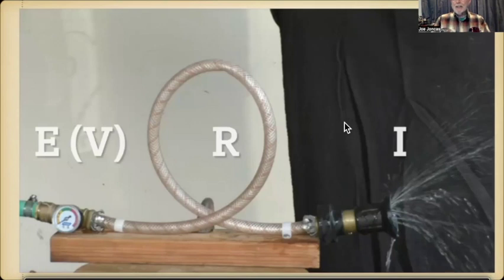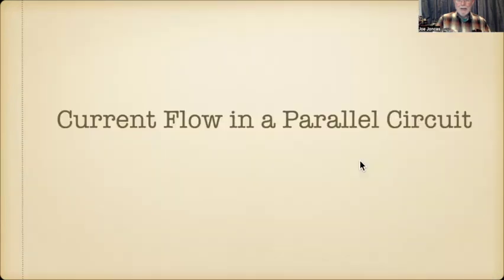So the water here is our electrons flowing. Imagine a drop of water. When this thing's flowing, thousands of drops of water are going at once. Well, when it comes to electrons, millions, billions, trillions of electrons are flowing. So now let's see, can I go on to the next one? There we go. Current flow in parallel circuits.